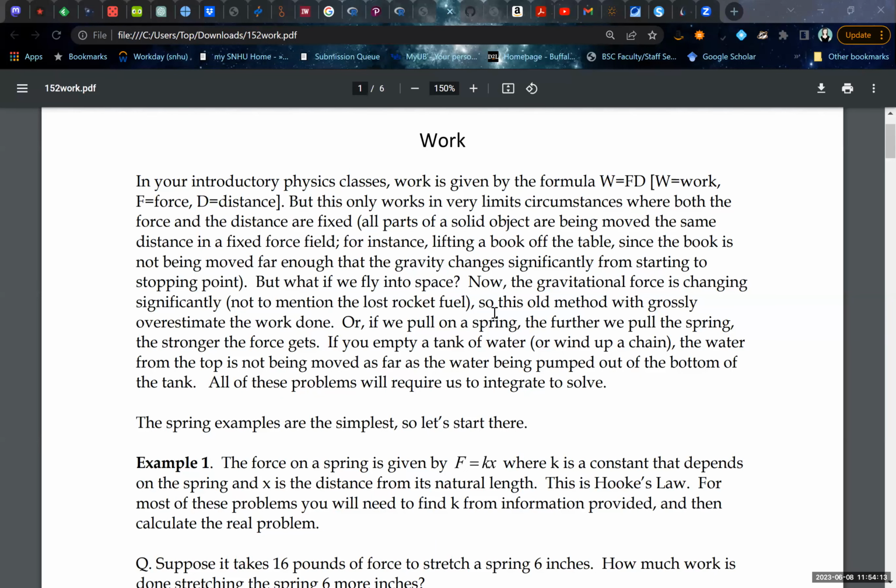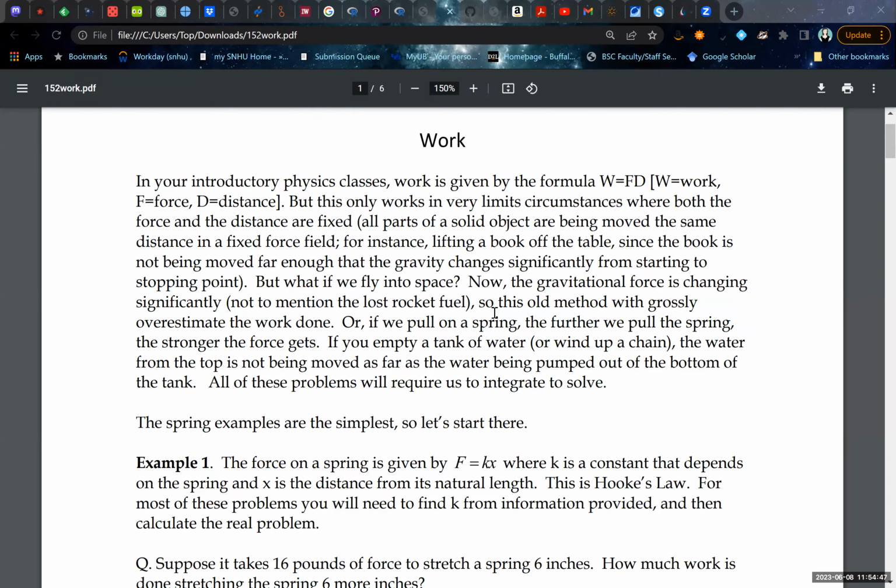Okay, so we're going to discuss work in this video. In a typical high school physics class, you calculate work by force times distance. But that only really works if every piece of the force, the weight of an object, is traveling the same distance, and if the force is constant. So if you have a solid object and you're moving it a fixed distance, that's great. But that's not always true.